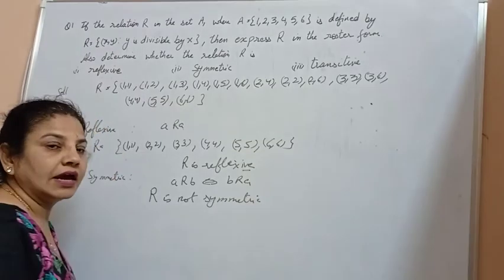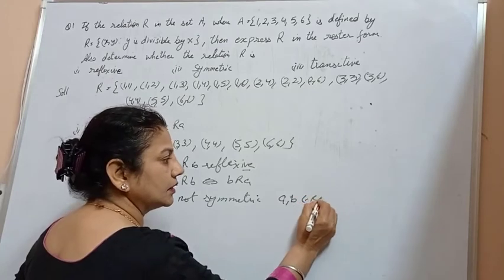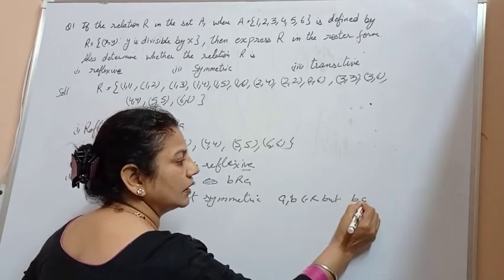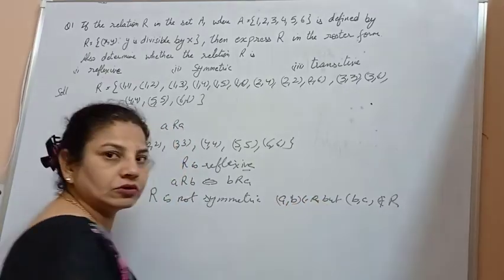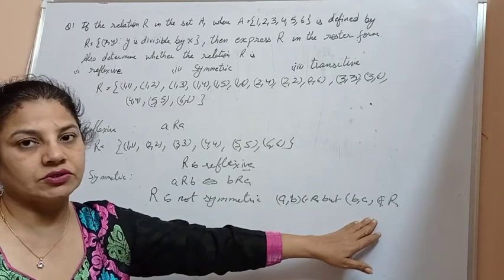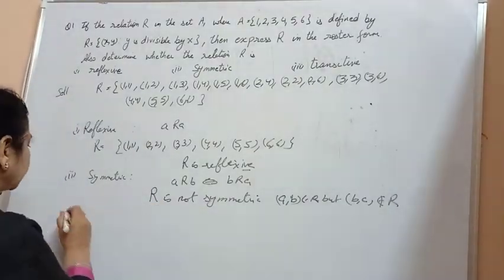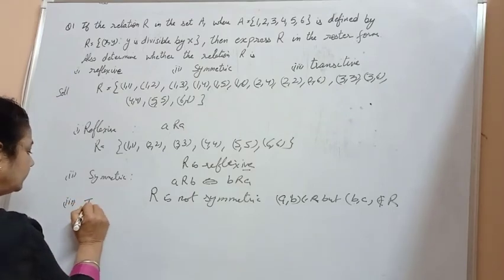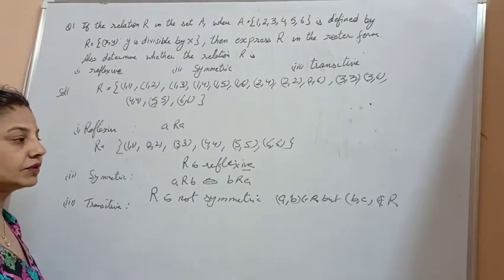We don't have the case where AB belongs to R and BA also belongs to R. AB belongs to R, 1,2 is there, but 2,1 is not there. So BA does not belong to R. So we say that the relation is not symmetric. Let us check for transitive also.